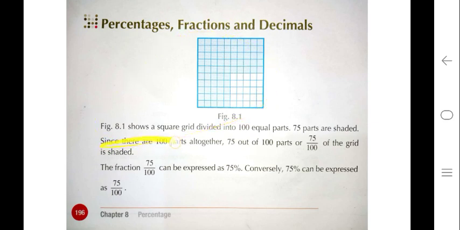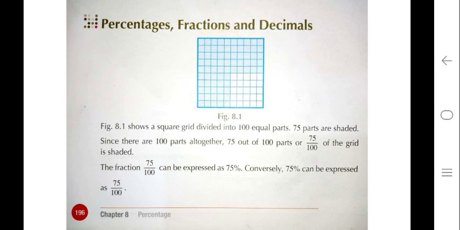This figure here shows a square grid divided into 100 equal parts. 75 parts are shaded here, this one. You can count it yourself. Since there are 100 parts altogether, 75 out of 100 parts, or 75 over 100 if we were to write it in fraction, of the grid is shaded. So if I ask you to write the part which is shaded, you have to write 75 over 100.